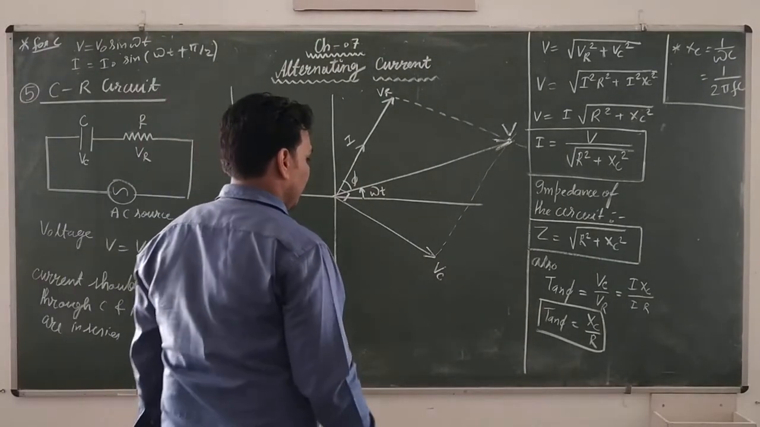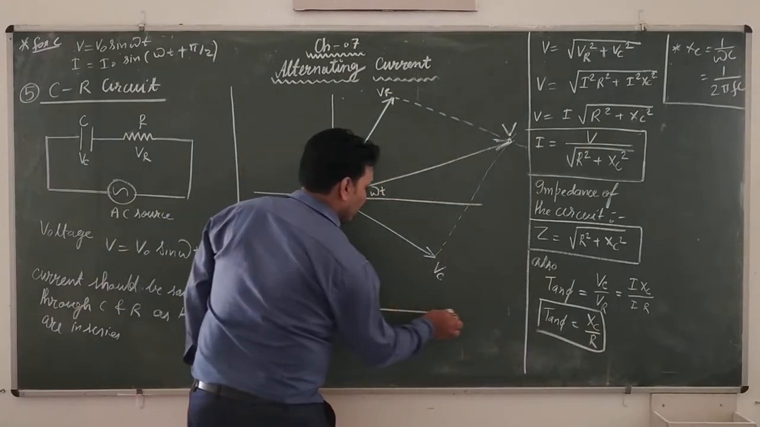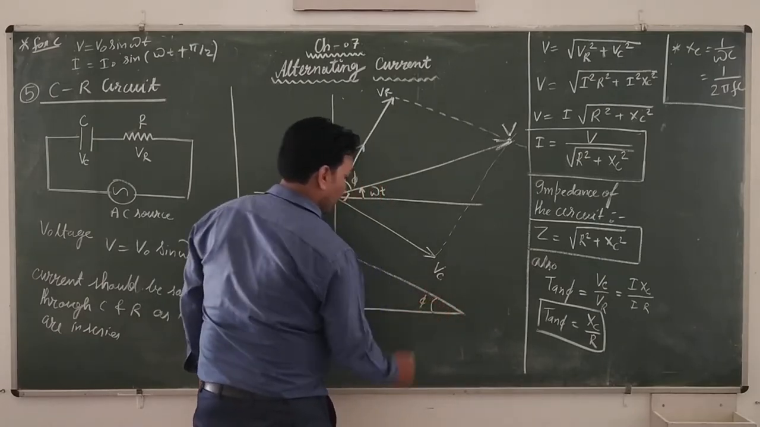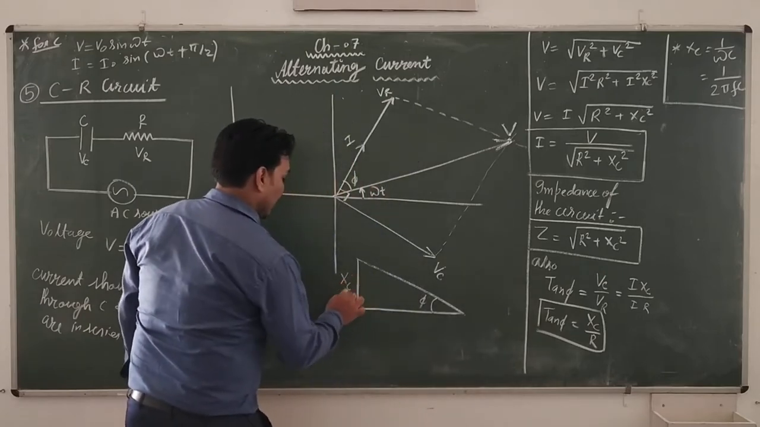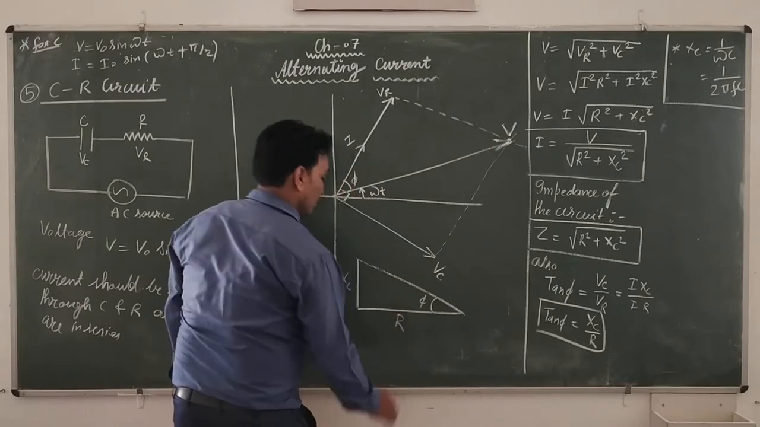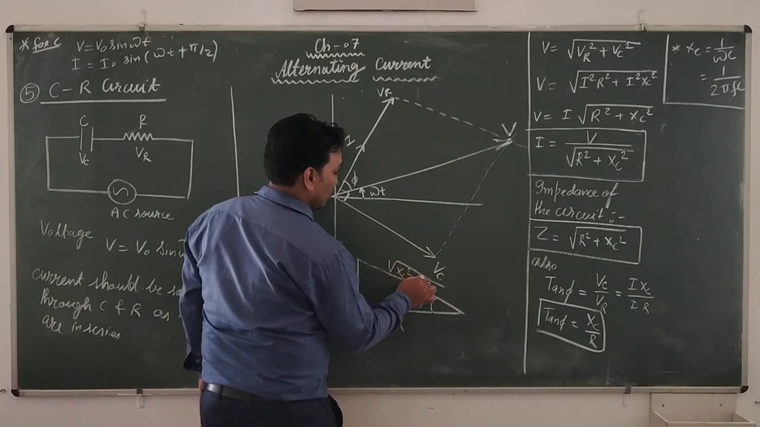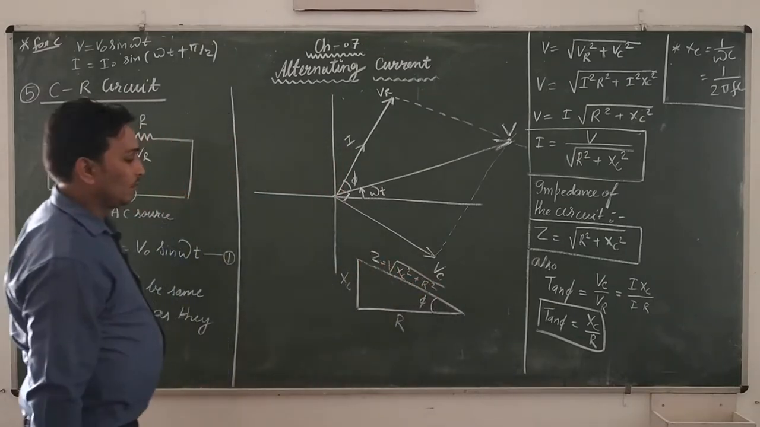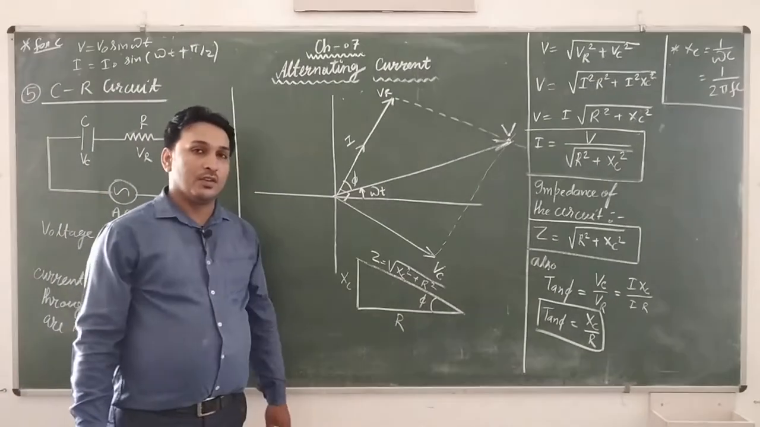Now if you justify this relation and make a triangle, then the triangle would be like this. This is the angle phi. In front of phi, the perpendicular should be there, XC, and the resistance should be there as the base. What will be the hypotenuse? Hypotenuse will be under root XC square plus R square, which is equal to what? Z. So again, this triangle is going to be your impedance triangle, right?